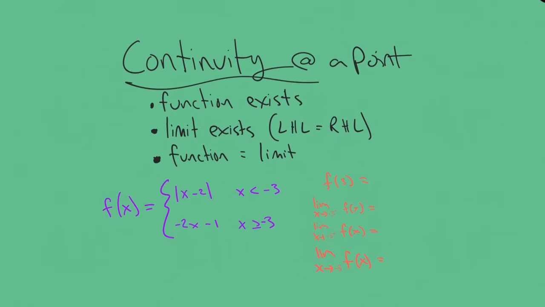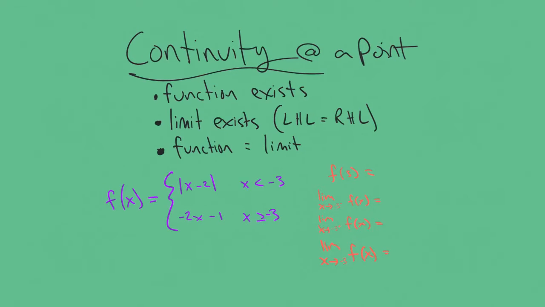And so first, continuity at a single point. The reminder is that any function you can draw without lifting up your pencil would be continuous. It doesn't have any jumps or holes or asymptotes. And so at a specific point, we can show continuity by saying the function exists, by saying that the limit exists, which means the left-hand limit equals the right-hand limit, and by saying that the function value equals the value of the limit.